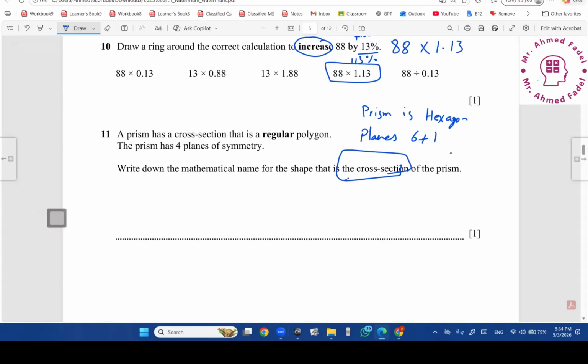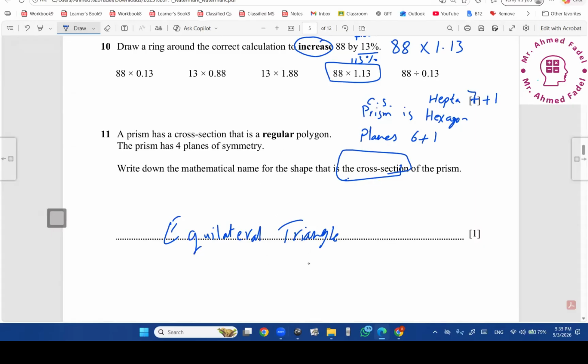What if it's a heptagon? If the prism had a heptagon cross-section, then it is 7 plus 1. It has 8 planes of symmetry. They're giving me that it has 4 planes of symmetry. What is that polygon? Then you minus 1, you go backwards. Minus 1 is going to be 3. So it is an equilateral triangle, or regular triangle. All right, good. So it is a triangle.